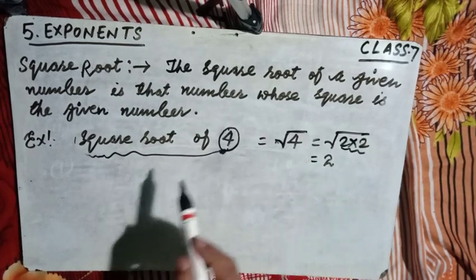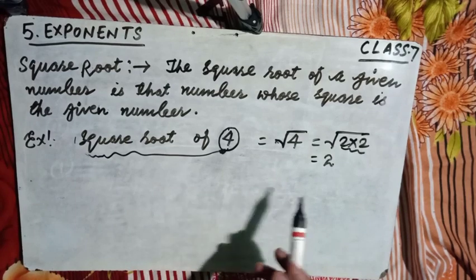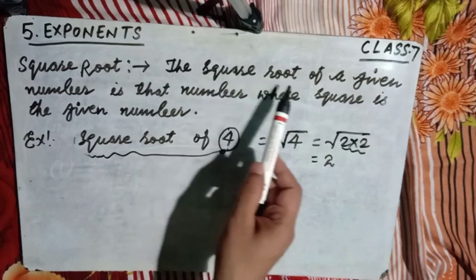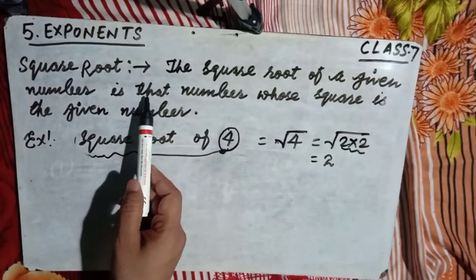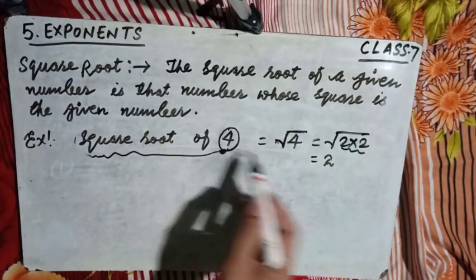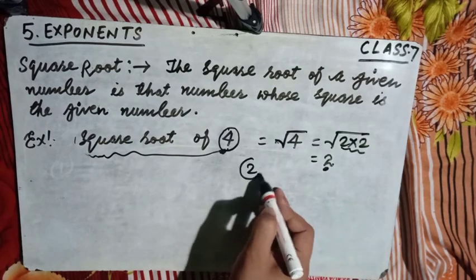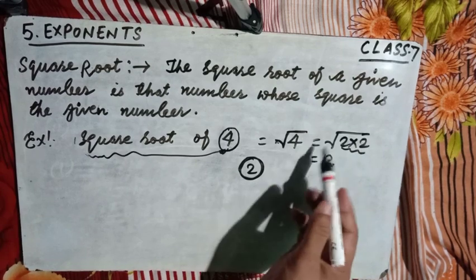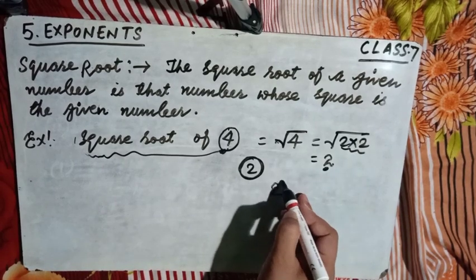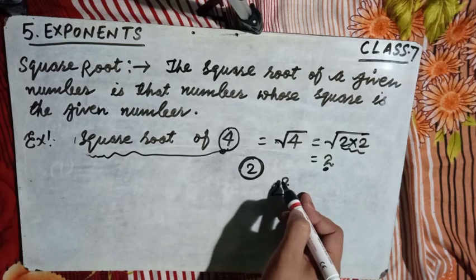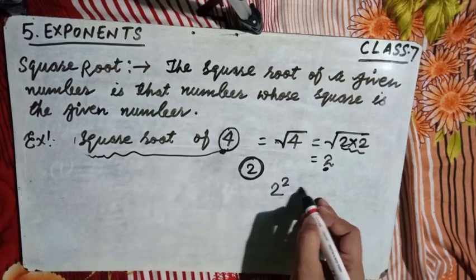Now we are going to check whether this number fulfills the definition or not. Once again, the square root of a given number is that number. The square root of the given number 4 is 2. Is that number 2 the number whose square is the given number? 2 squared means 2 raised to power 2, which is 4.